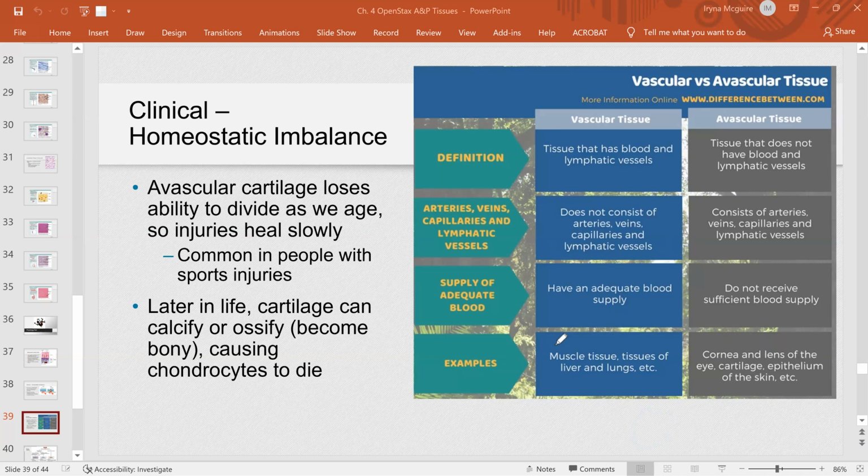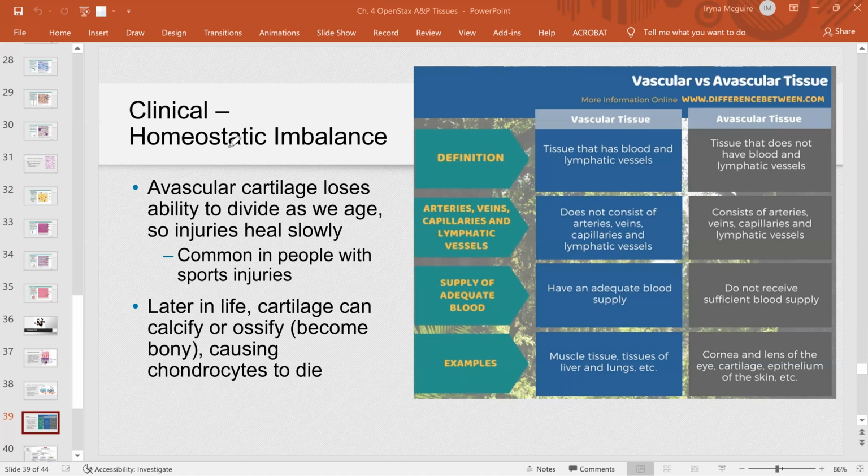Examples of vascular tissue are muscle tissue, liver, lungs. Very good example of vascular tissue would be also your bone.